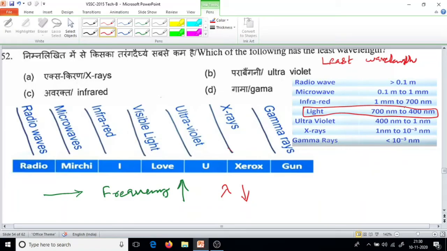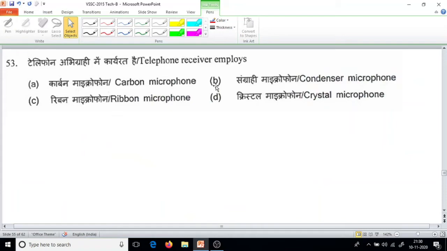The other thing you have to remember is that when you go from left to right in Radio Mirchi I love you, Xerox gun, the wavelength is decreasing. So the question is, which of the following has the least wavelength? That means the smallest wavelength. That is gamma rays. Gamma rays have the least wavelength. So the answer is option D.